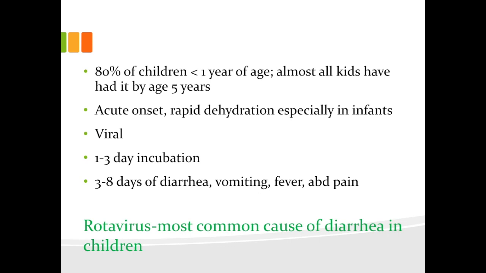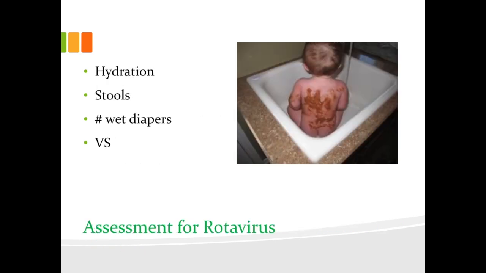So it's an acute onset of diarrhea, and it causes very rapid dehydration because they're stooling. It is a virus that incubates over 1 to 3 days, and like I said earlier, the diarrhea can last a little more than a week, and it can be accompanied by vomiting, plus or minus fever, as well as abdominal pain strictly from the cramping. And you can see this little guy in the tub, he has got poop everywhere, because that's how bad it is. Our focus is going to be on hydration.